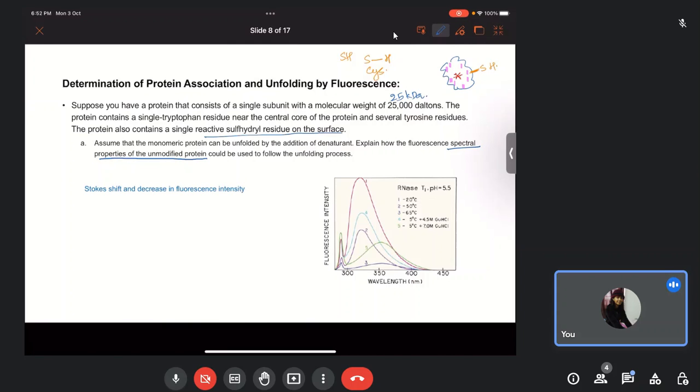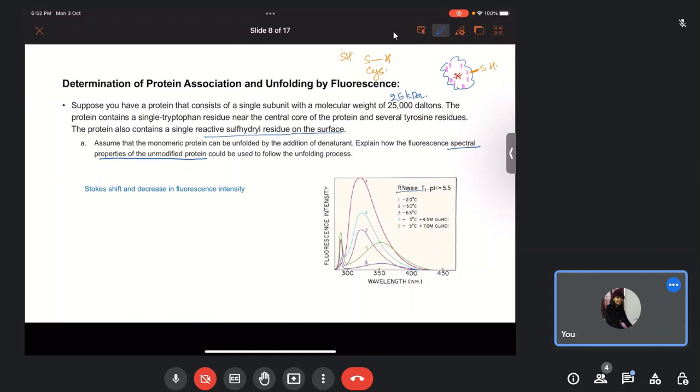So that is by finding the Stokes shift and decrease in fluorescence intensity. So this is a fluorescence spectrum of RNAs, which is a protein. This is just an instance. The protein that is mentioned in the question doesn't have to be RNAs for sure. I'm just giving an instance where people have studied the unfolding using fluorescence.